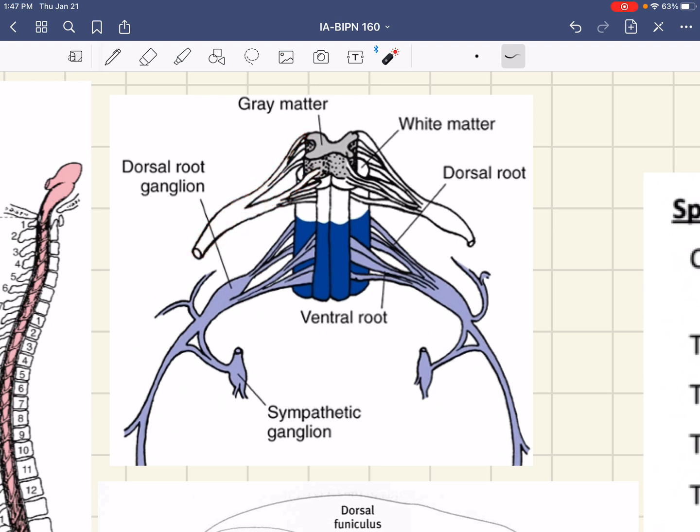Another structure that you want to pay attention to is the sympathetic ganglion. There are many of them, right next to the spinal cord on both sides. The sympathetic ganglion is a place where the neurons coming out of the CNS, in this case the spine, synapse with peripheral nerves that are going to innervate different organs or glands of the body.